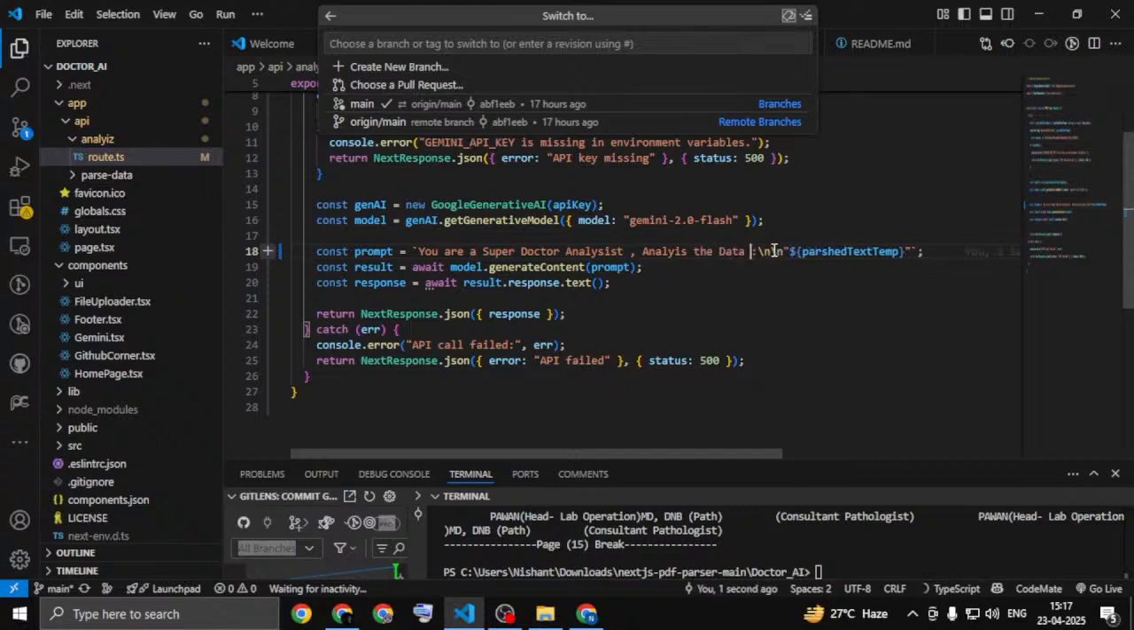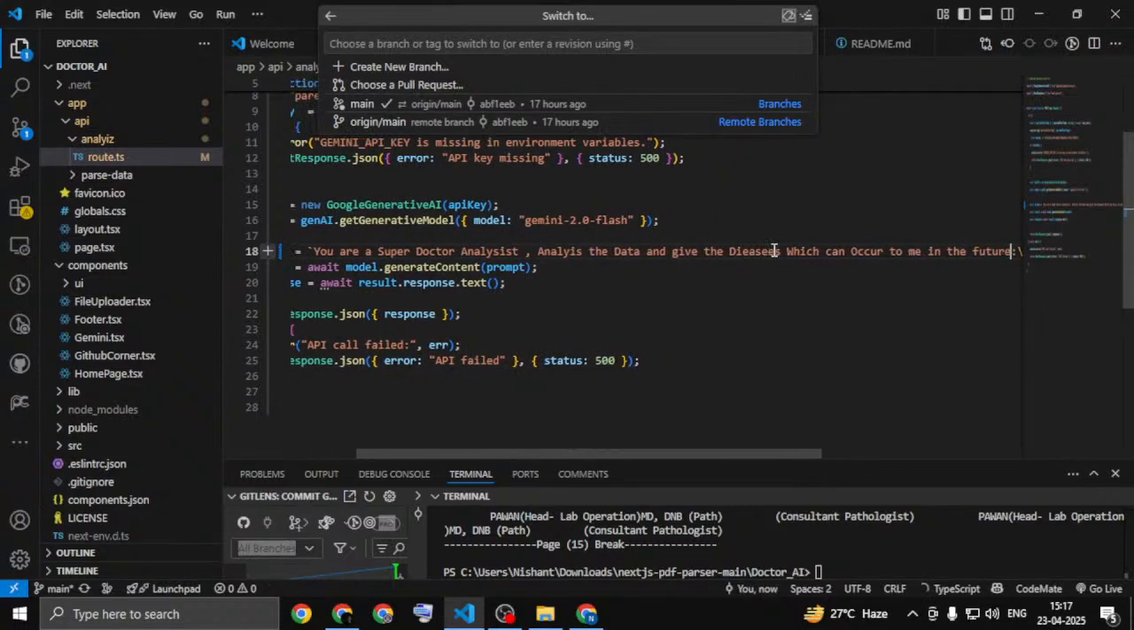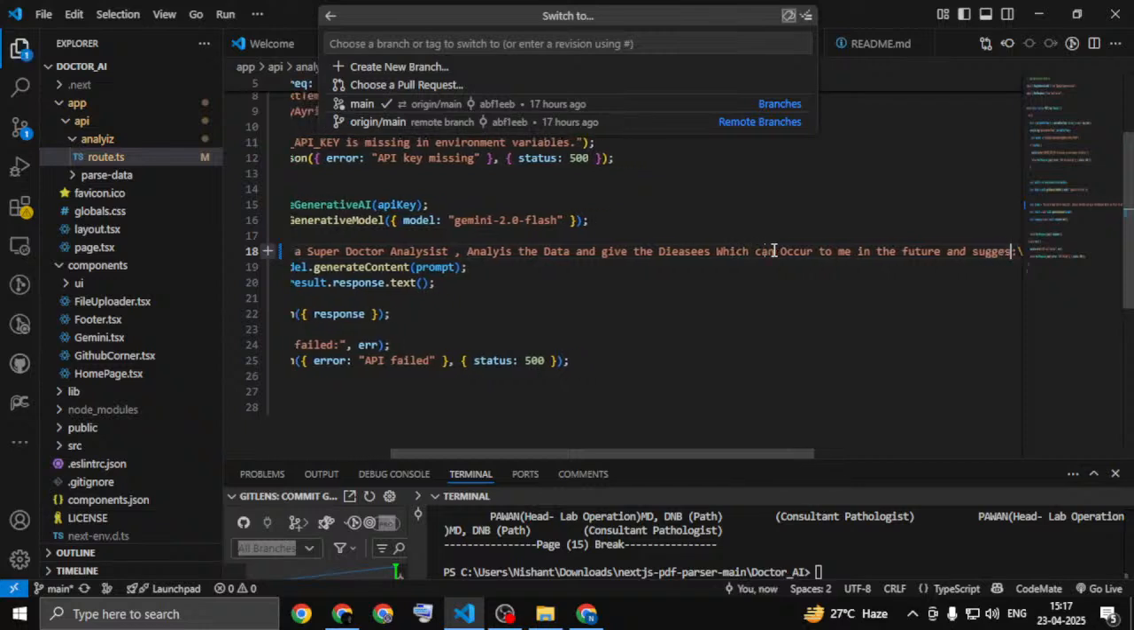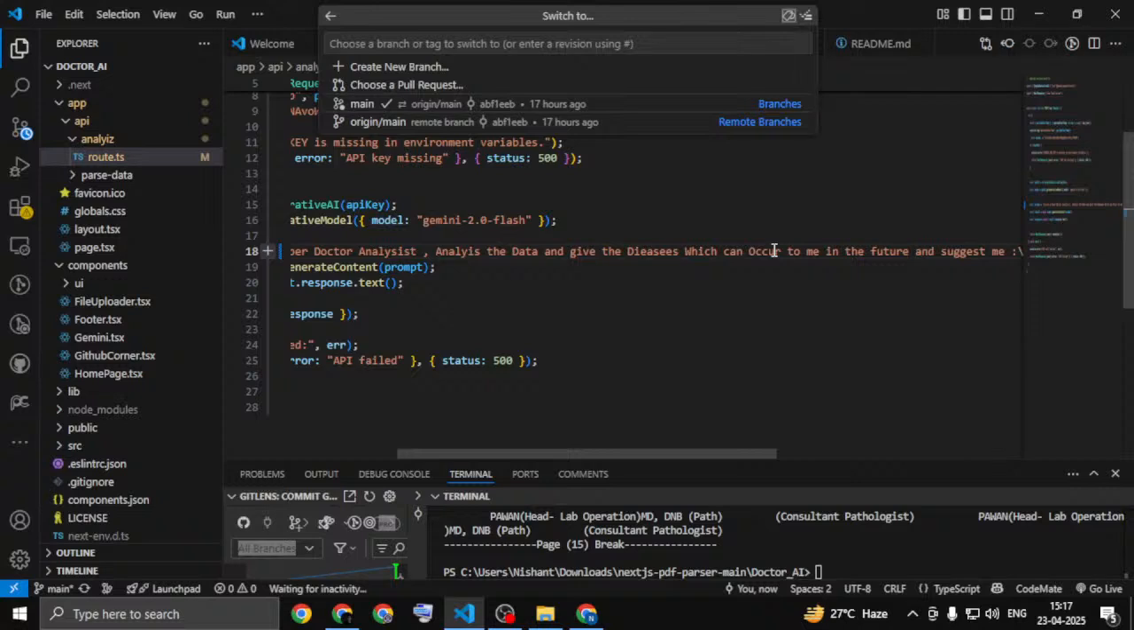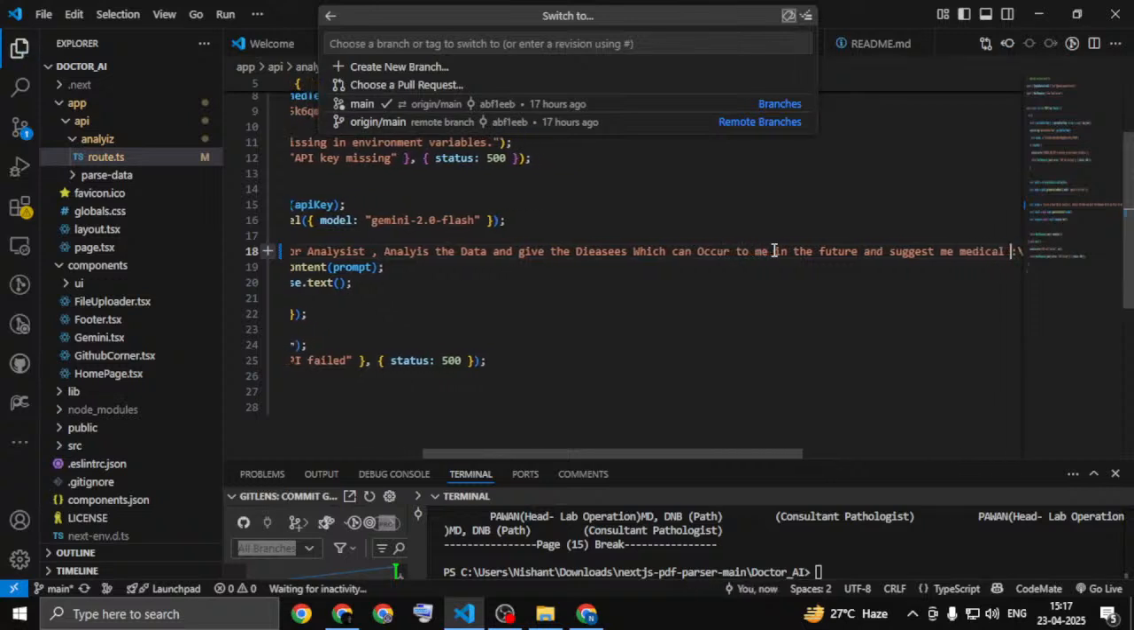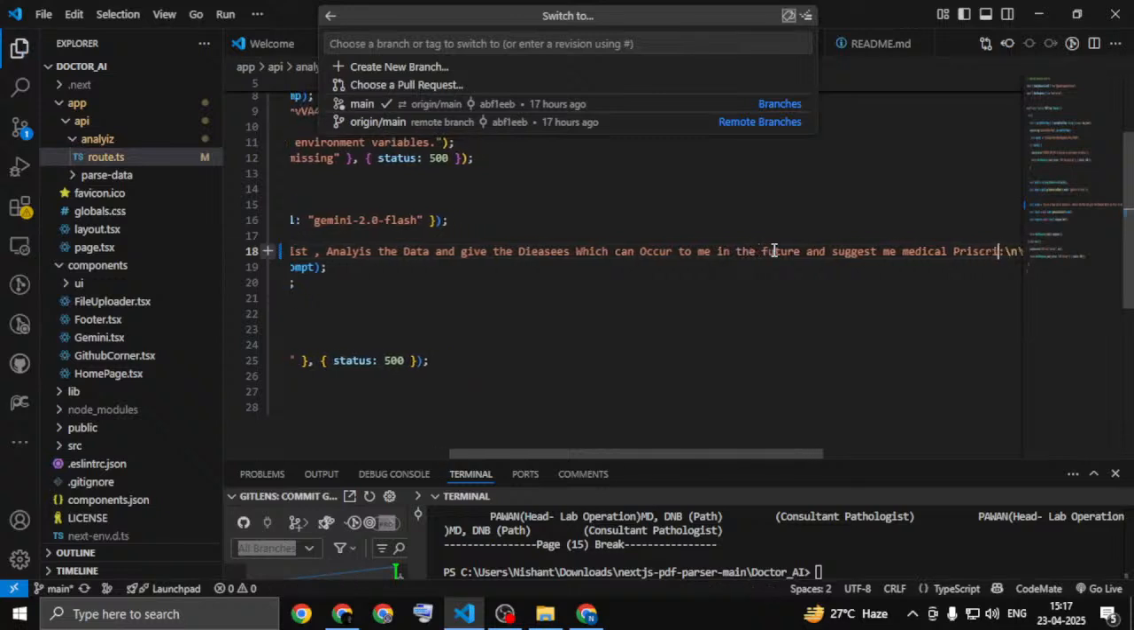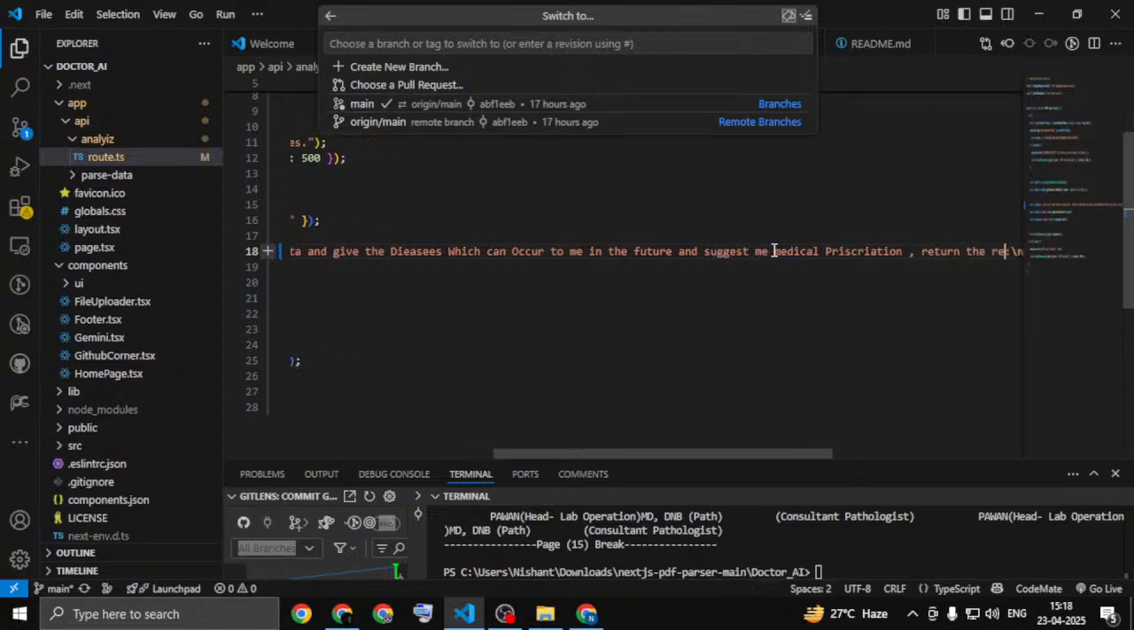Analyze the data and give me the diseases which can occur to me in the future, and suggest me a medical prescription. Return the results in the JSON format.